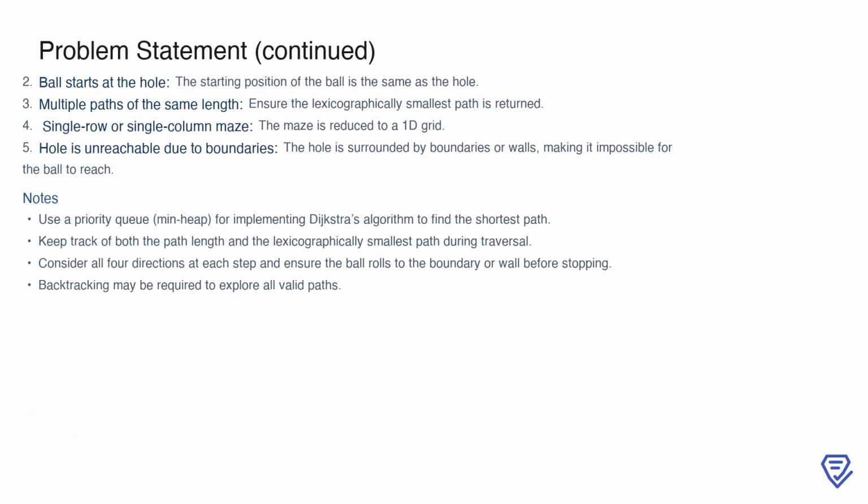There are a few important constraints and edge cases to keep in mind. First, if the ball has no possible path to the hole due to walls or boundaries, the output must be impossible. If the ball's starting position is the same as the hole, the result is simply an empty path. When multiple paths of the same length exist, the lexicographically smallest one is chosen. Additionally, in single-row or single-column mazes, the problem effectively becomes one-dimensional. Finally, ensure that the ball stops only when it hits a boundary or wall, and use a priority queue, such as a min-heap, to implement Dijkstra's algorithm for finding the optimal path. These considerations ensure that all edge cases are handled and the solution is efficient and correct.